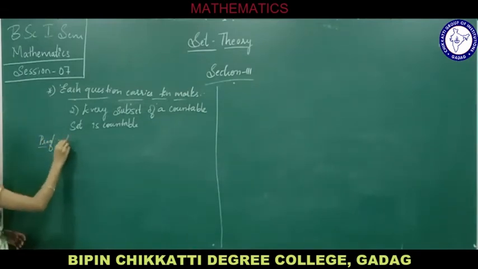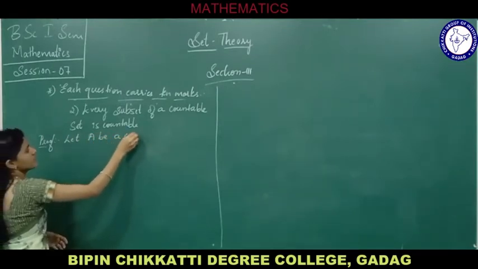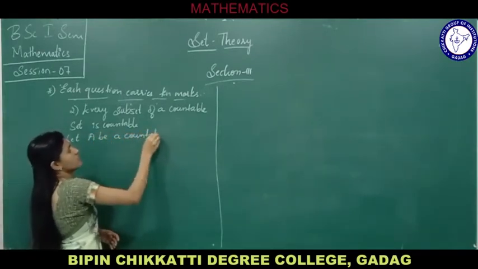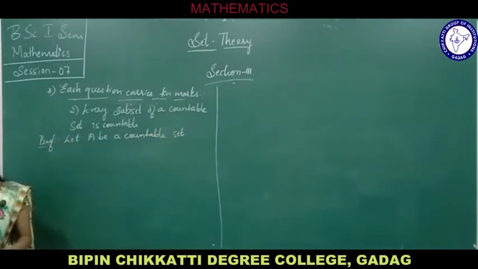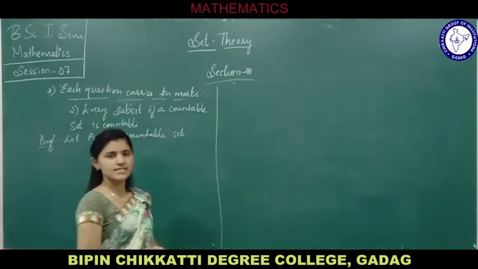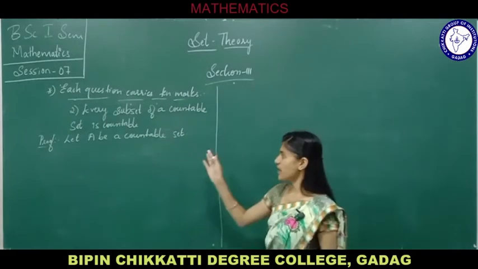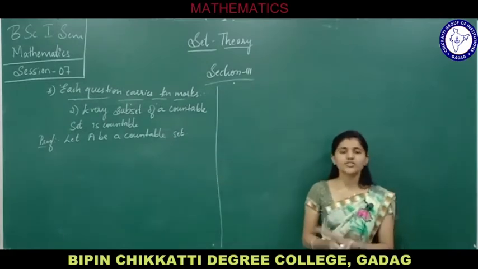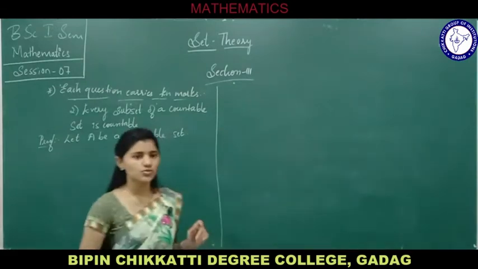Let A be a countable set. So what happens if A is a countable set? We all know the definition of countable, right? We can say that a set is countable when it is either finite or denumerable. So if we have considered it as countable, then either A should be finite or A should be denumerable.